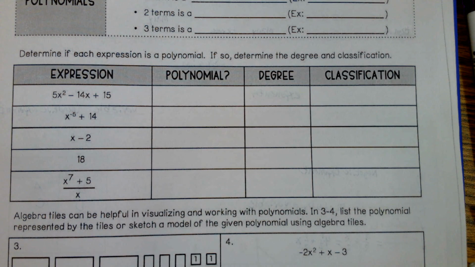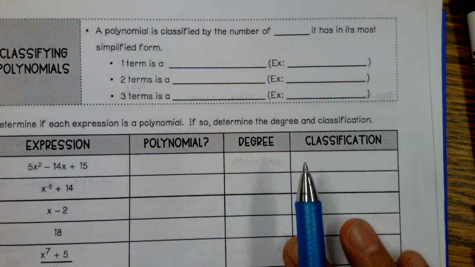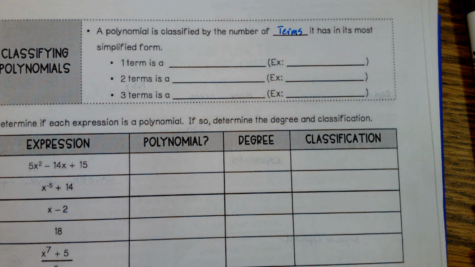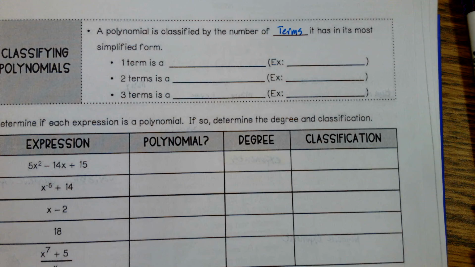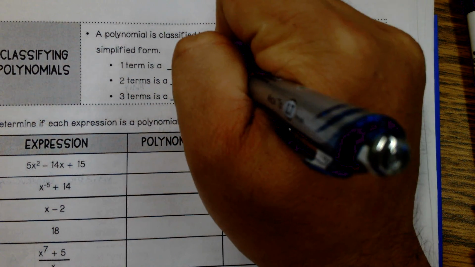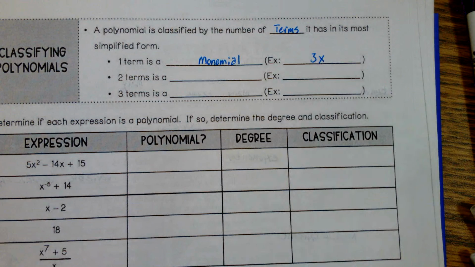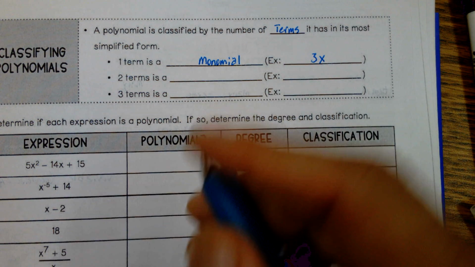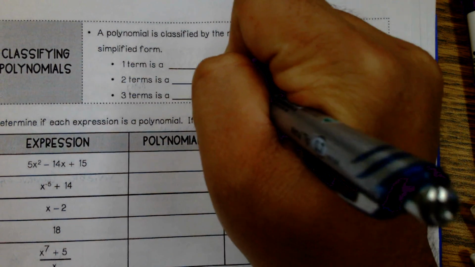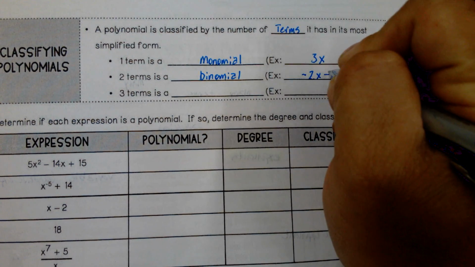So more vocabulary. We like to classify these things, and we're going to throw in all kinds of ways to classify them. A polynomial is classified by the number of terms it has in its most simplest form. Okay, say you have one term. It's a monomial. Mono meaning one. So let's just put 3x. That's a monomial, just one term. Okay? If you have two terms, it's called a binomial, like a bicycle. And that's something like negative 2x plus 3.